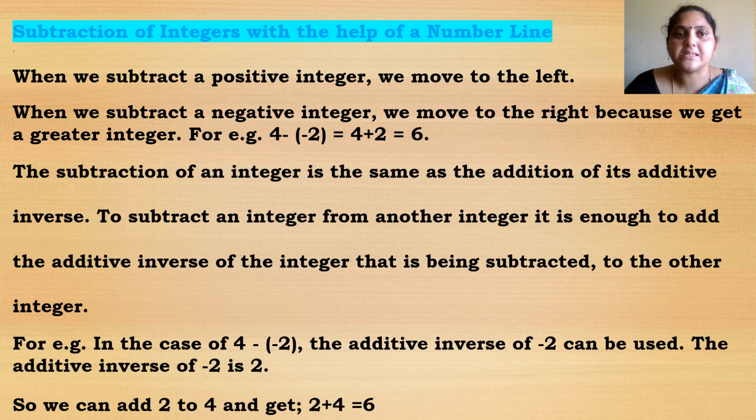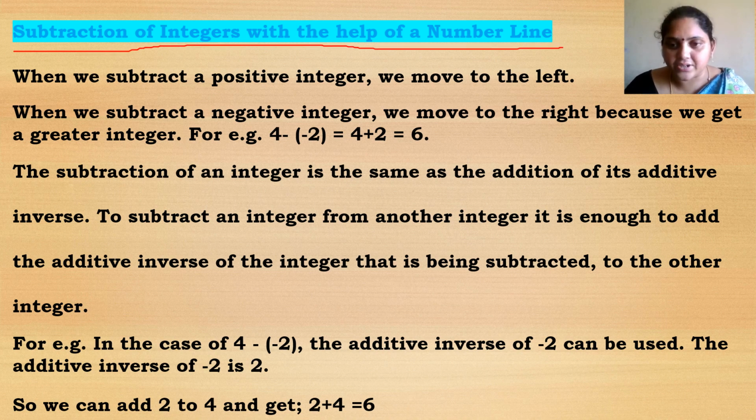Now we are going to see subtraction of integers with the help of the number line. Only subtractions. Till now we have seen additions: addition of a positive and negative integer, addition of two positive integers, addition of two negative integers. Now we are going to see how to subtract integers, whether positive or negative, how we are going to subtract. When we subtract a positive integer, we move to the left. When we subtract a negative integer, we move to the right because we get a greater integer.